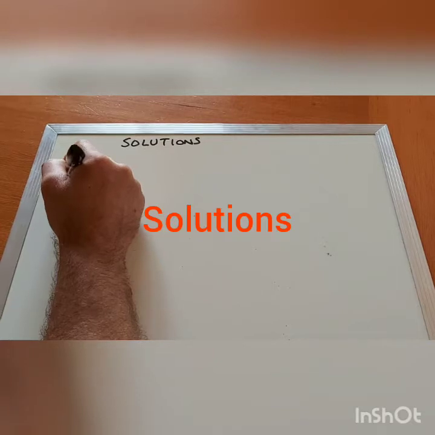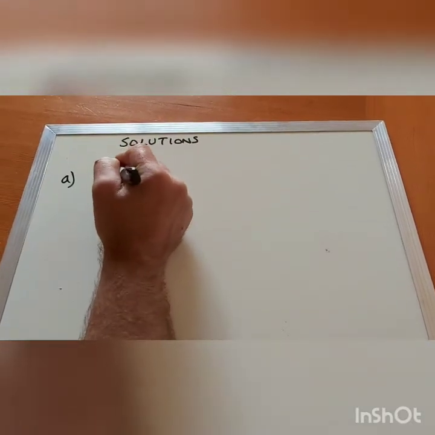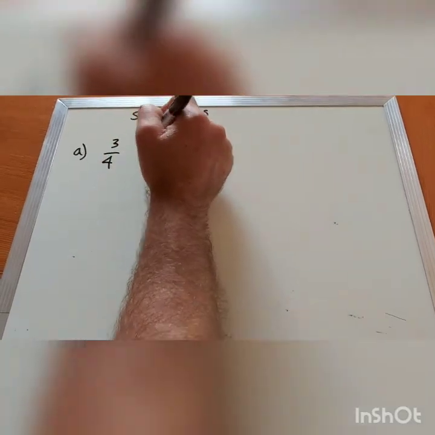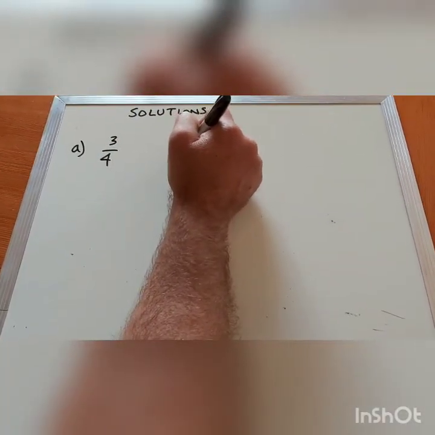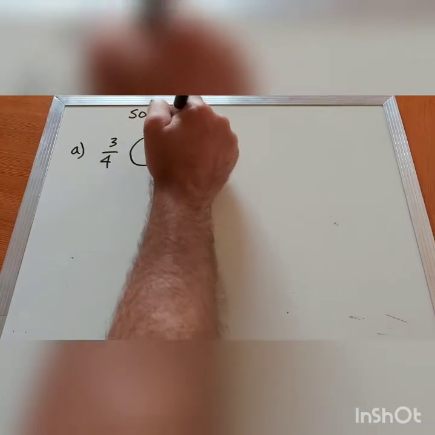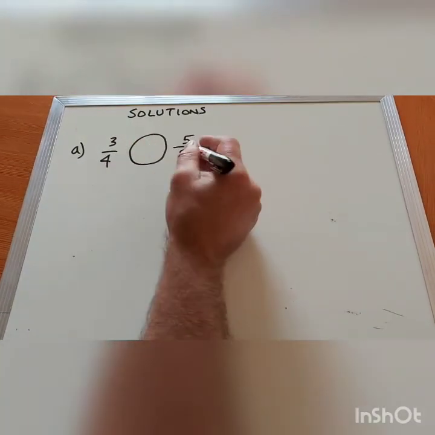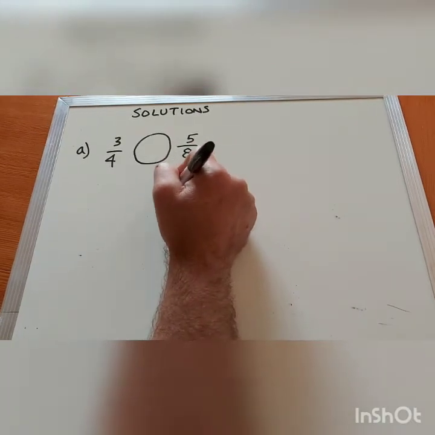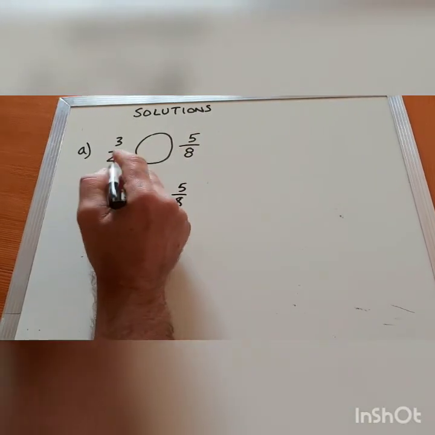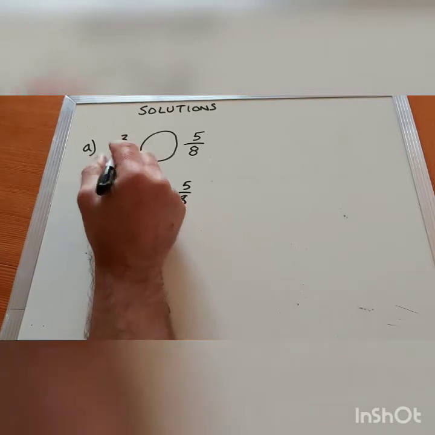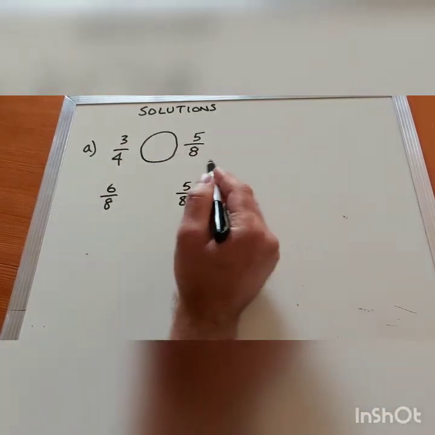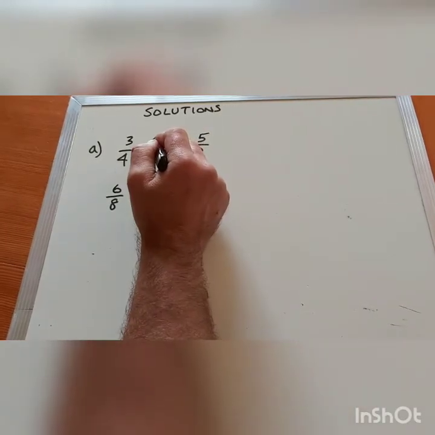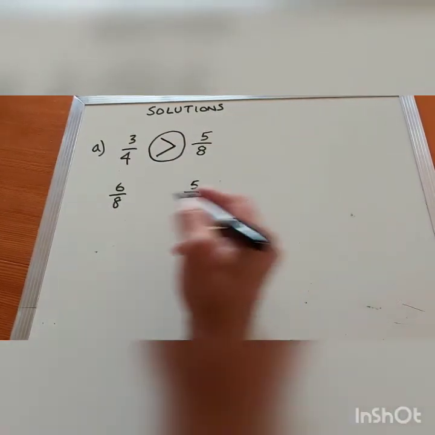Okay, starting with question A, we have 3/4 and 5/8 that we're comparing. I can see that my denominator is not the same, so we're going to make the lowest common denominator 8 for the two of them. So 5/8 stays the same. Multiplying the 4 by 2 gives me 8, the same as the top is 6. Here I can clearly see 6 out of 8 is bigger than 5/8, so we write this symbol.